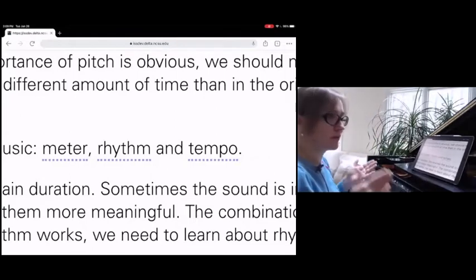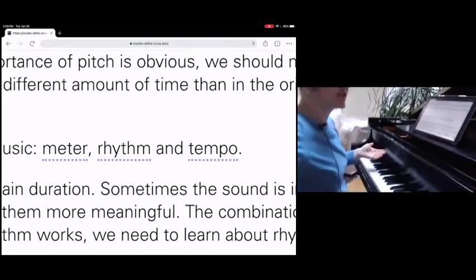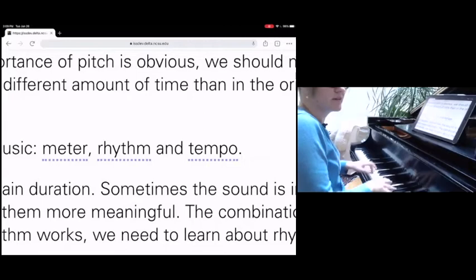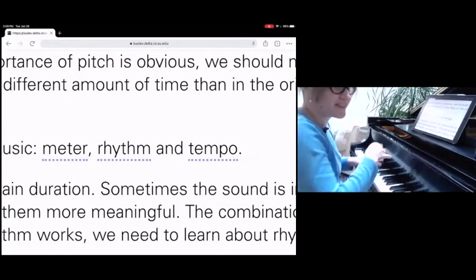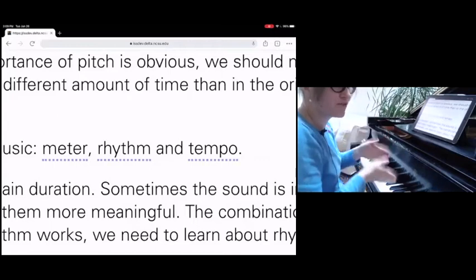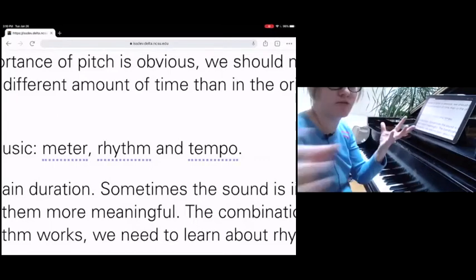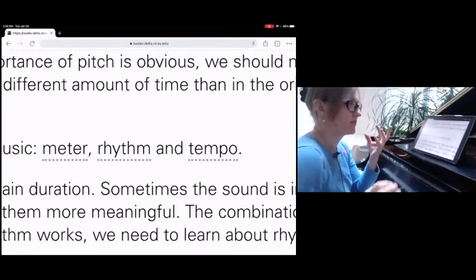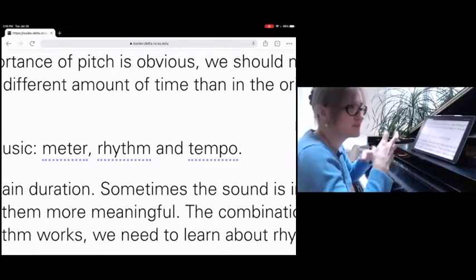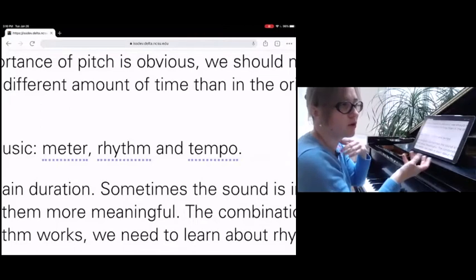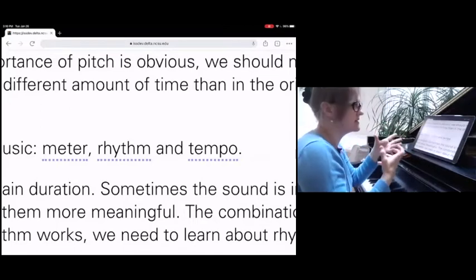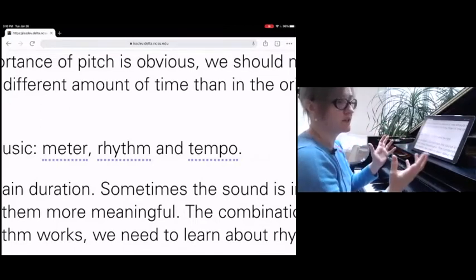So meter, rhythm is actually the design that goes over the meter. So right now, let's say I was playing just the beat, right? So the thing that was going over the beat is the rhythm. So rhythm is just any kind of possible drawing or possible design of shorter and longer durations and even silences.